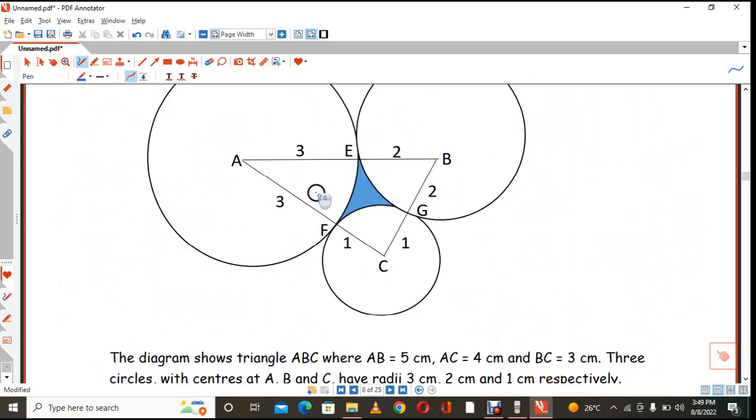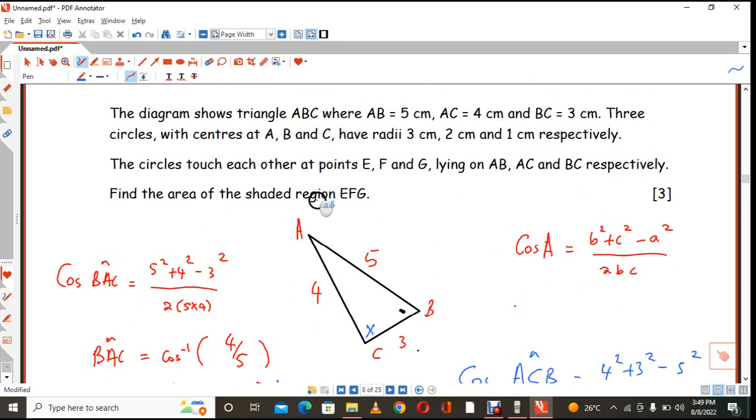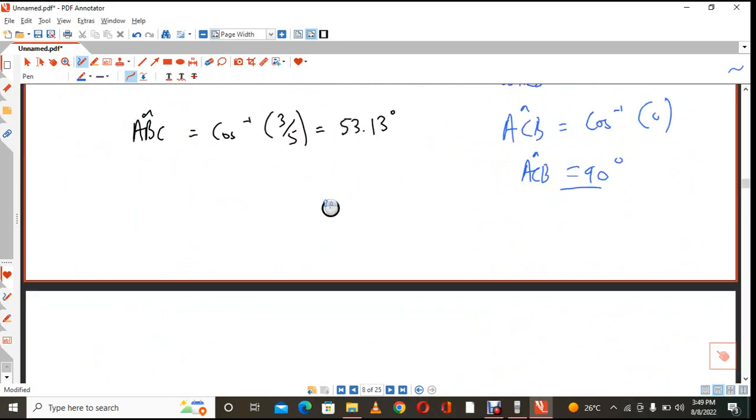Now, what else do I need to know? I need to calculate the area of the triangle. So I have a 3, 4, 5 triangle. So the area of a triangle.